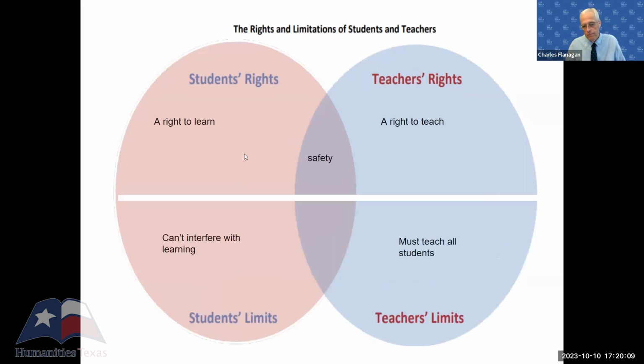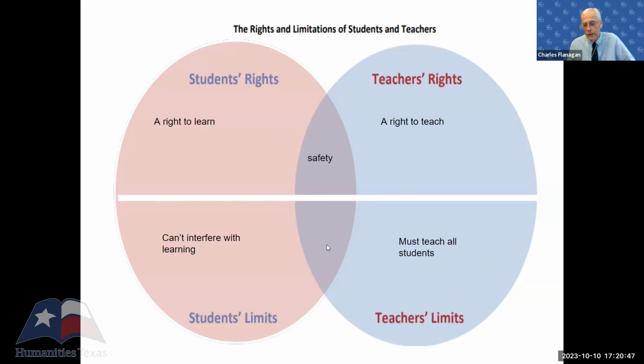Students have a right to learn, whereas teachers have a right to teach. Students are limited because the student can't interfere with the learning of another. And a teacher is limited because the teacher must teach all the students. Now, both teachers and students have a right to safety. And both teachers and students are limited in that they can't be cruel to other people within the class.